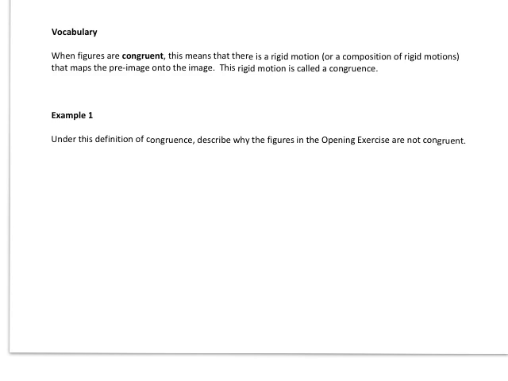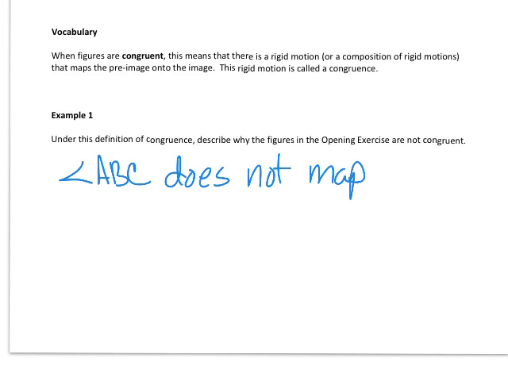So the bottom half of your front page basically answers that. Under this definition of congruence, describe why the figures in the opening exercise are not congruent. You could say a number of things. All it takes is one thing. I could say angle ABC does not map to angle GHI. So the angle measure is not preserved.